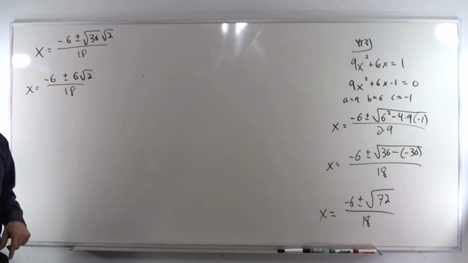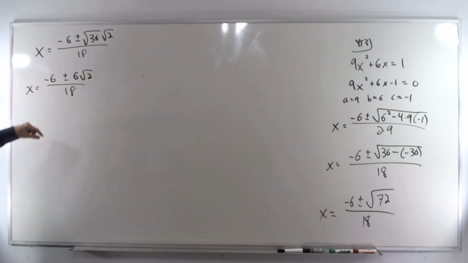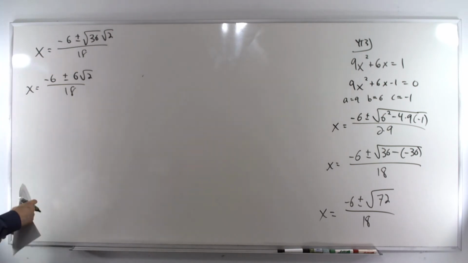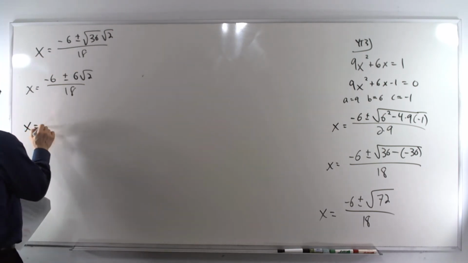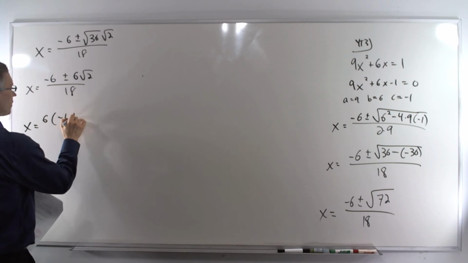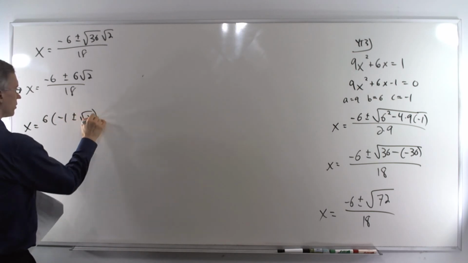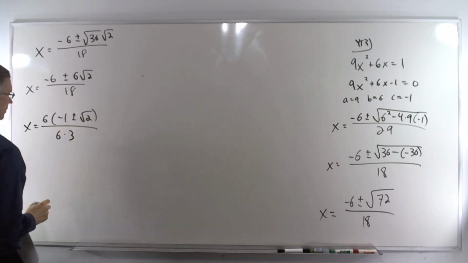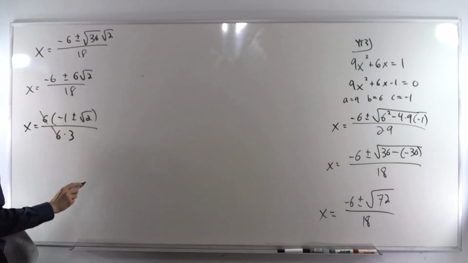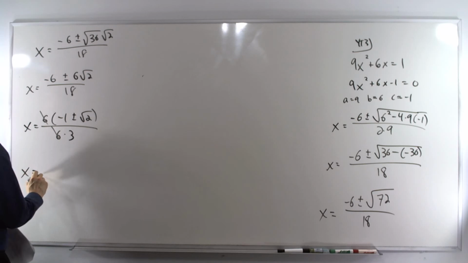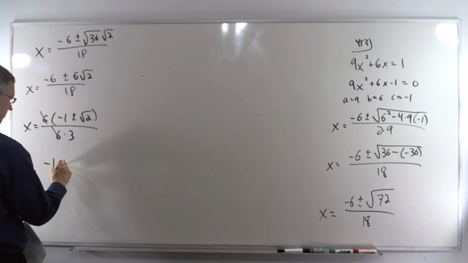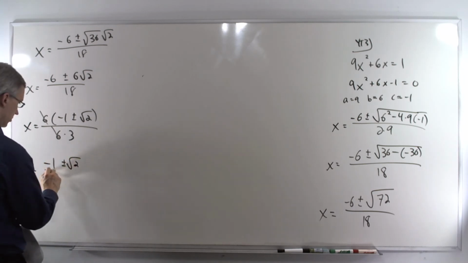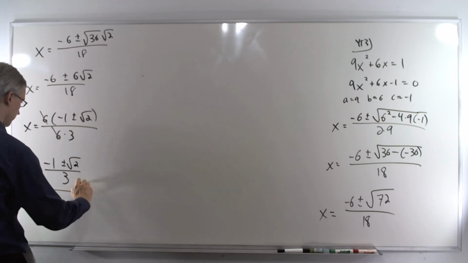Now we should look for opportunities to simplify. So up top we can factor out a 6 to get negative 1 plus or minus the square root of 2, all over, and 18 breaks up into 6 times 3. Alright, now the 6's cancel, and that gives us x equals negative 1 plus or minus the square root of 2, all over 3.